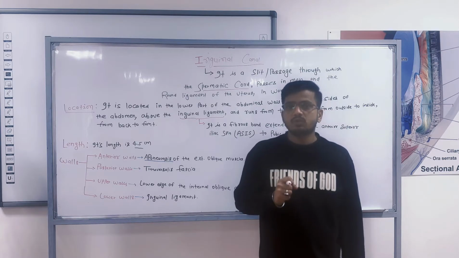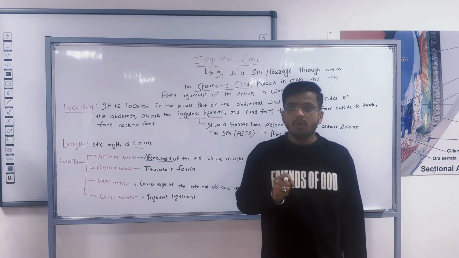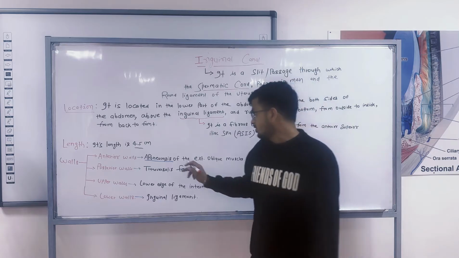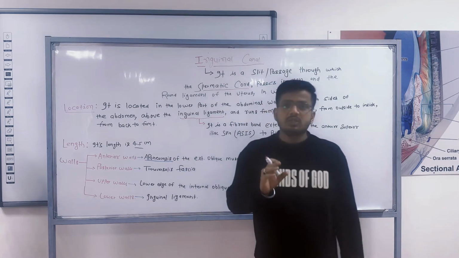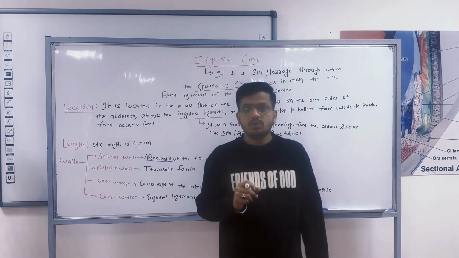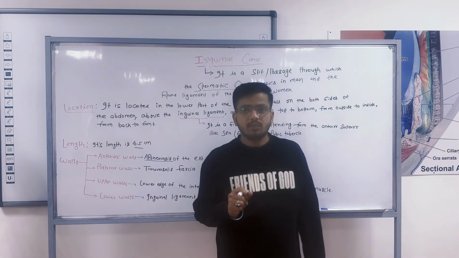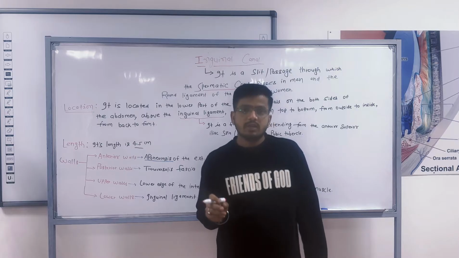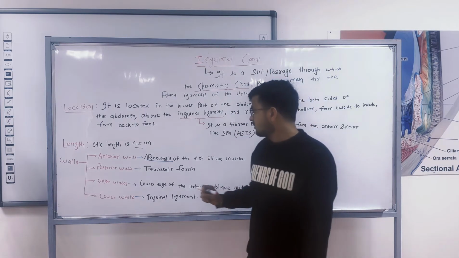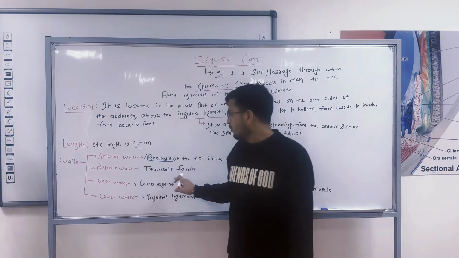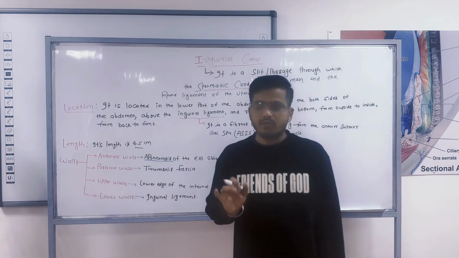You need to know the meaning of aponeurosis. Aponeurosis is a flat sheet of connective tissue similar to tendons, and its main function is to connect the muscle to the bones and the cartilage. Next, we have the posterior wall, which is formed by the transversalis fascia.